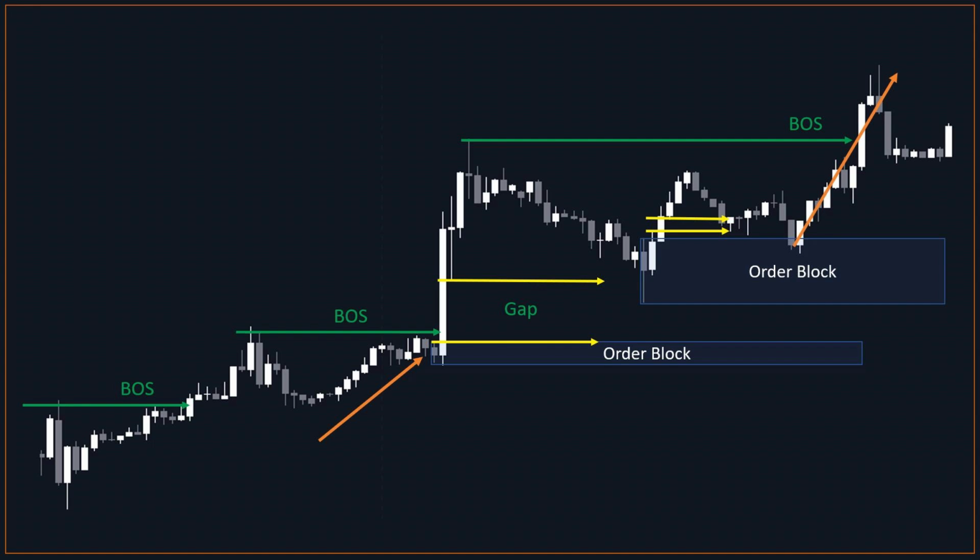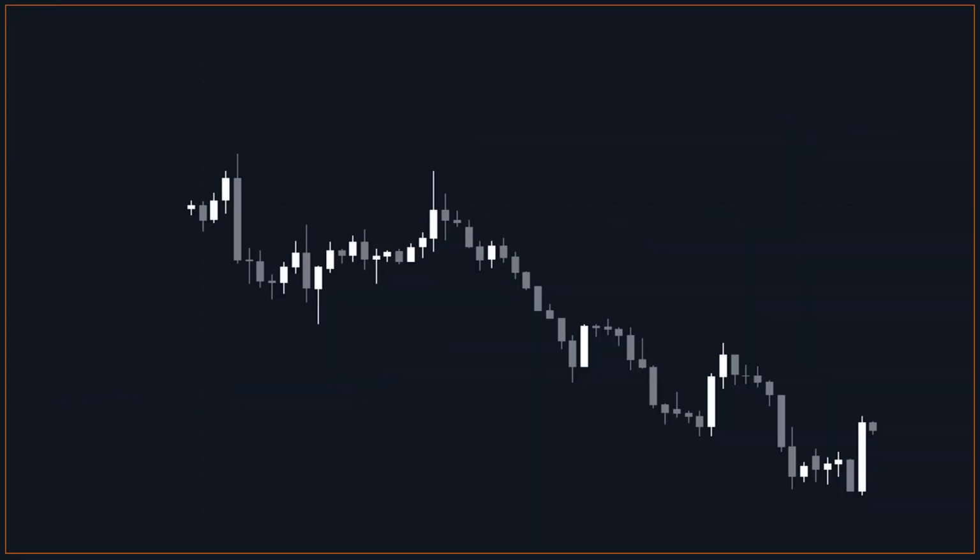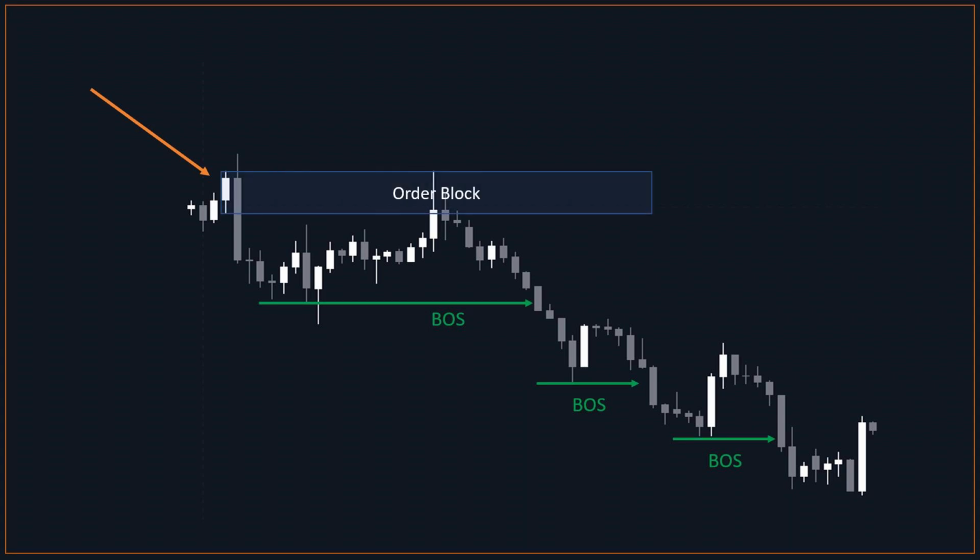Right. Let us take a look at another example right here. So this is a downtrend, and we can clearly see this by breaks of structure to the downside here. Price is breaking structure to the downside, clearly indicating that the bears are in control. Okay, so from here we can clearly see this candlestick right here as the last bullish candle before the start of a bearish movement. All right, and then we also mark it as our order block.